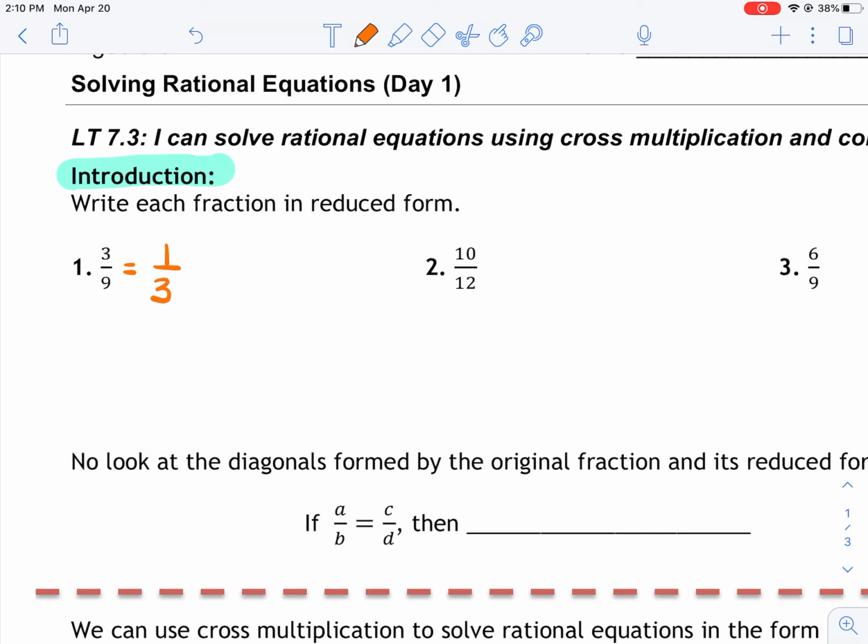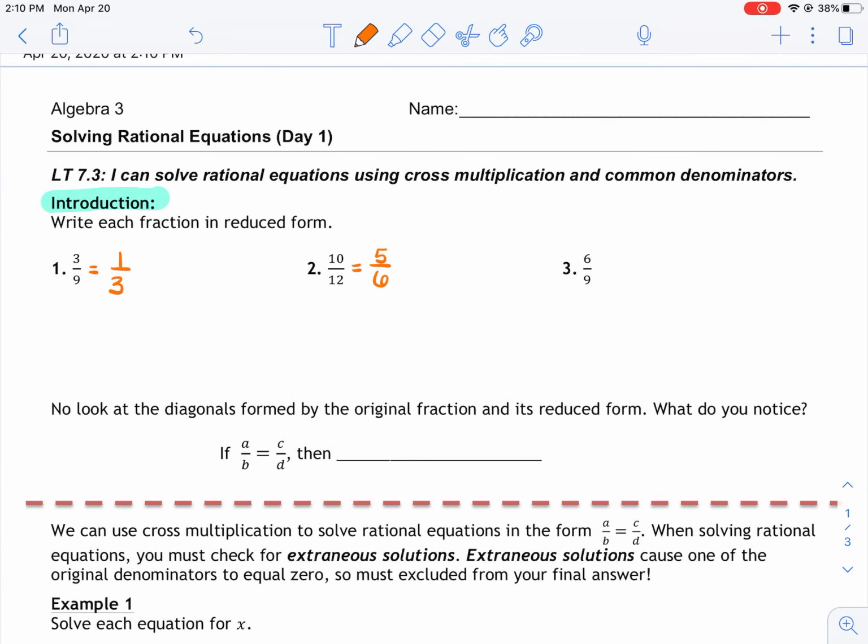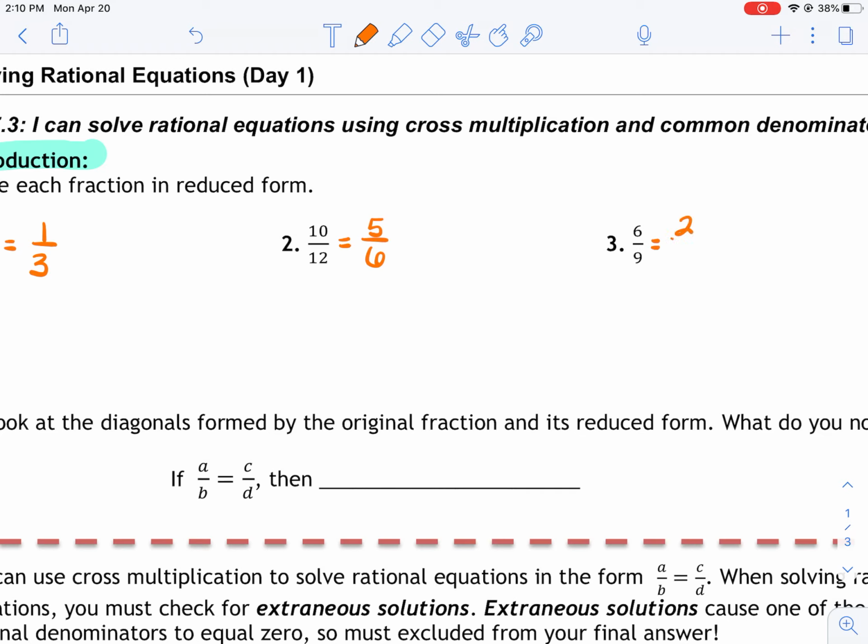For number 2, we have 10 over 12. So we can divide the top and bottom by 2. 10 divided by 2 is 5. 12 divided by 2 is 6. And so 10/12 equals 5 over 6. And then lastly, 6 9ths. 6 and 9 are both divisible by 3. So if we divide by 3, 6 divided by 3 is 2. 9 divided by 3 is 3. And so 6 9ths equals 2/3.